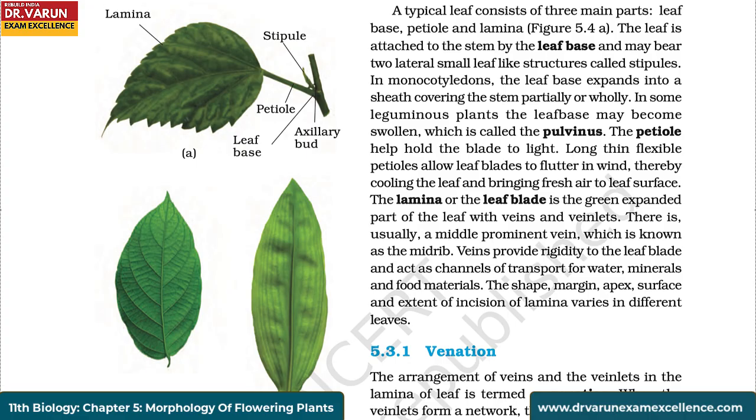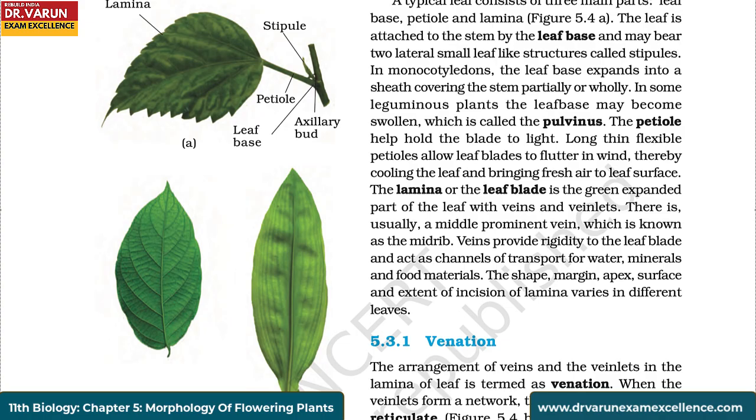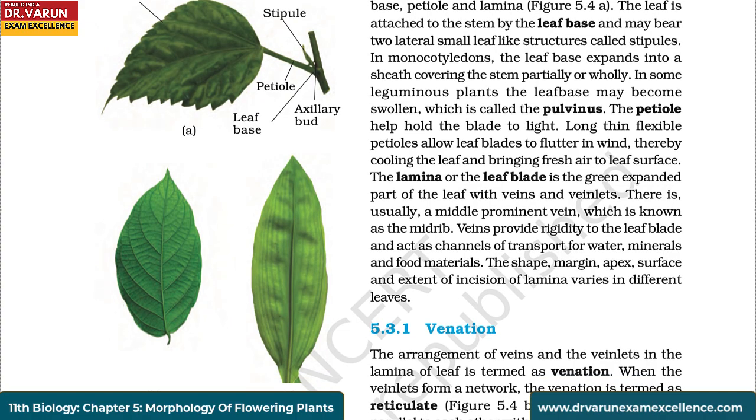The petiole helps hold the blade to light. Long, thin, flexible petioles allow leaf blades to flutter in wind, thereby cooling the leaf and bringing fresh air to the leaf surface. The lamina or the leaf blade is the green expanded part of the leaf with veins and veinlets. There is usually a middle prominent vein which is known as the midrib. Veins provide rigidity to the leaf blade and act as channels of transport for water, minerals, and food materials.